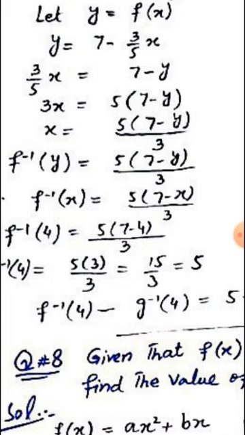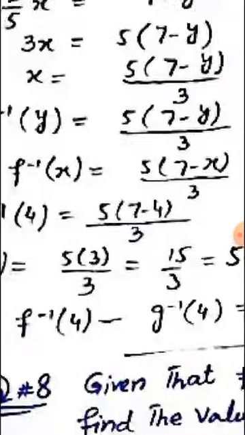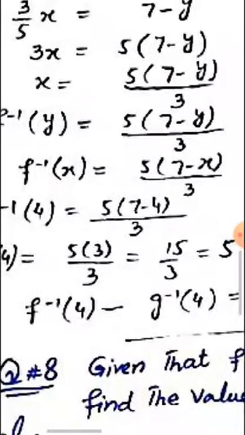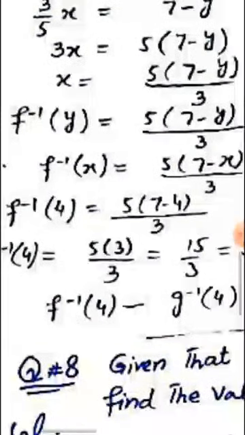You can write the inverse with variable y as 5 inverse y is equal to 5 into (7 minus y) over 3. Hence the function with x, f inverse x is equal to 5 into (7 minus x) over 3. Now we want to find f inverse 4. What is the value of f inverse 4? Just put the value of 4 in x.